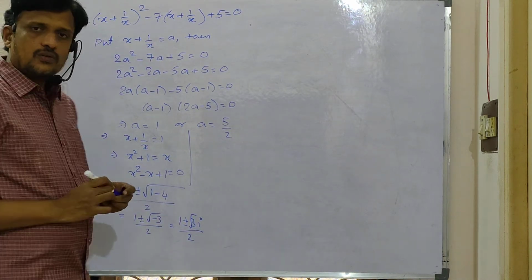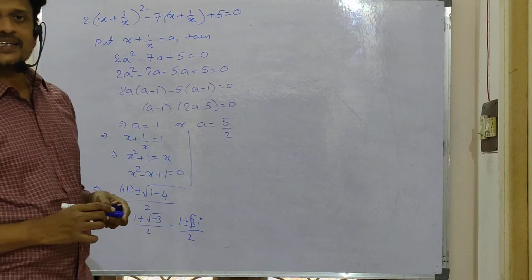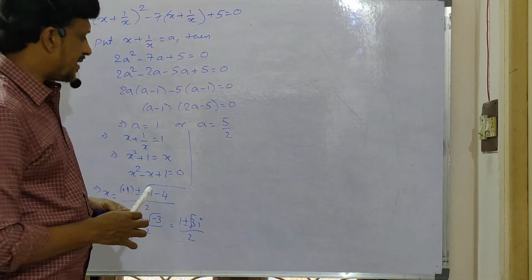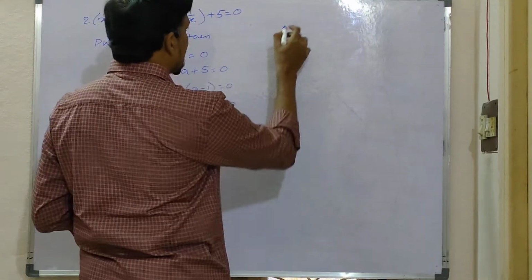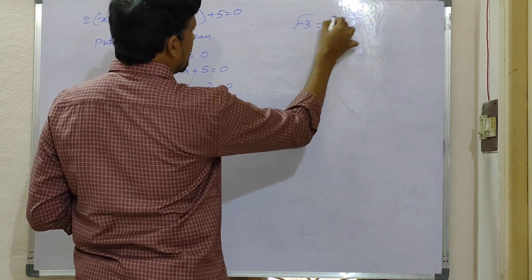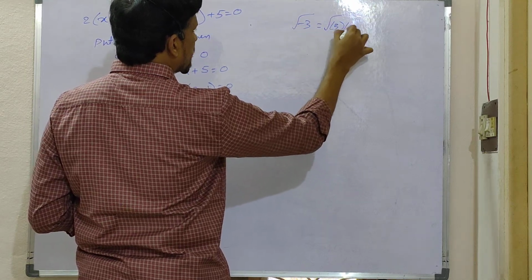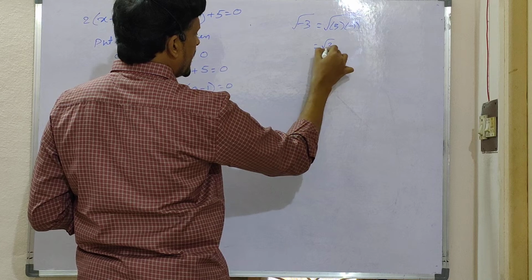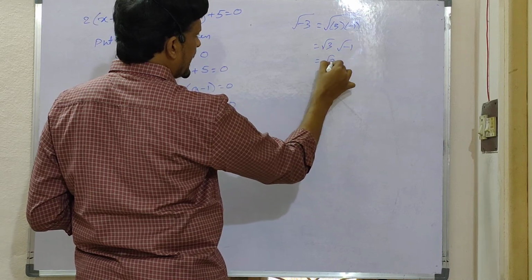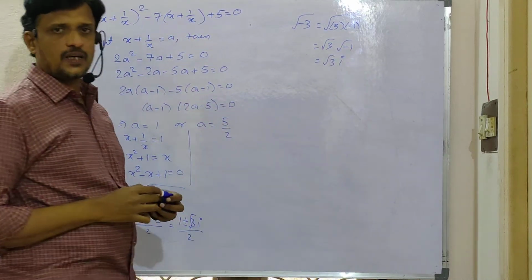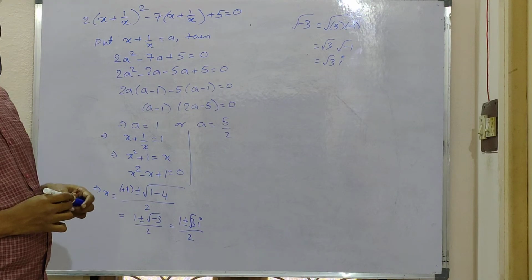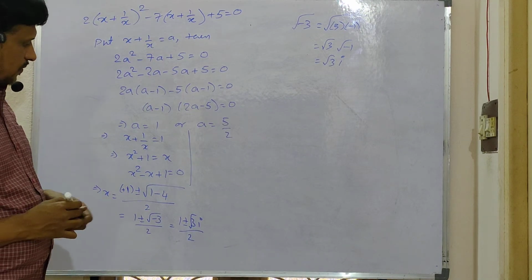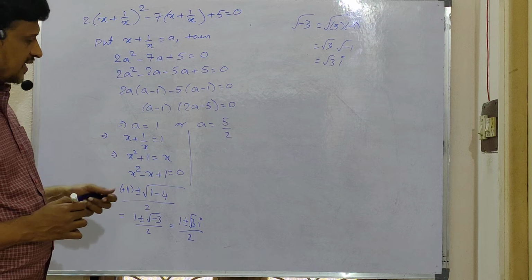Because square root of minus 3 means it leads to imaginary numbers. Square root of minus 3 means, observe this one, you can write like this. Square root of minus 3 means you can write square root of 3 into minus 1. So root AB means root A into root B. This root 3 remains the same. Root minus 1 is denoted by the letter i. Okay. So like this you can say, here we got the two roots.